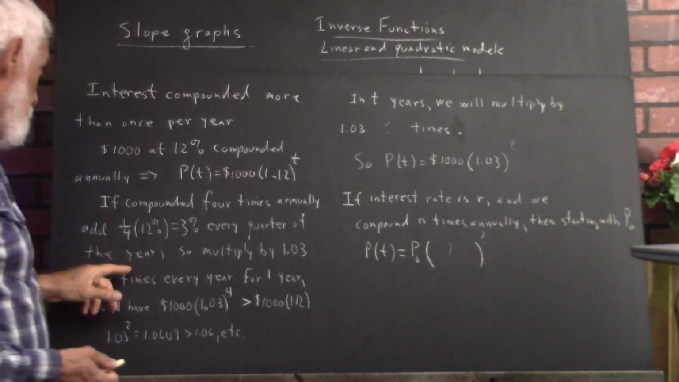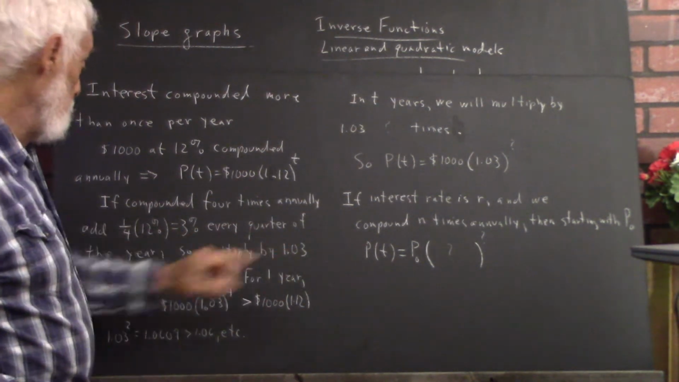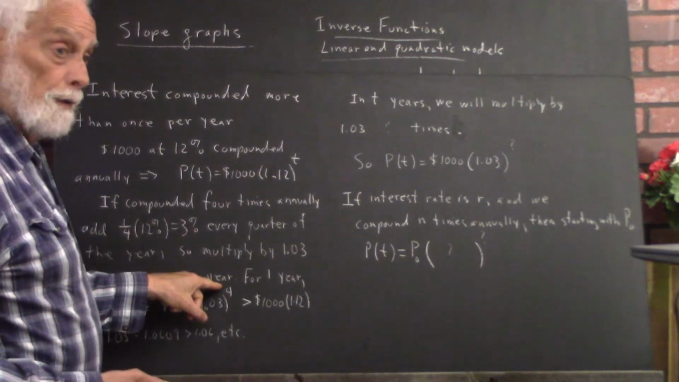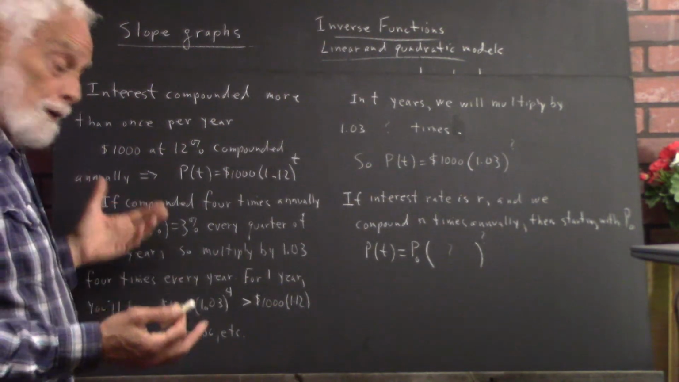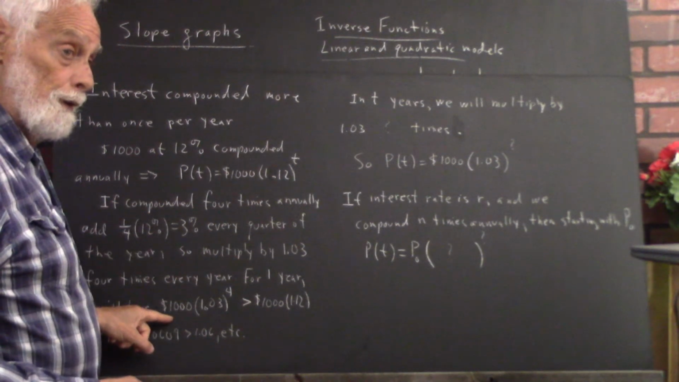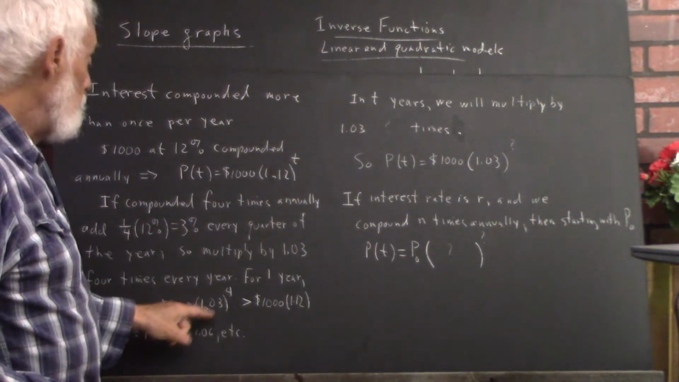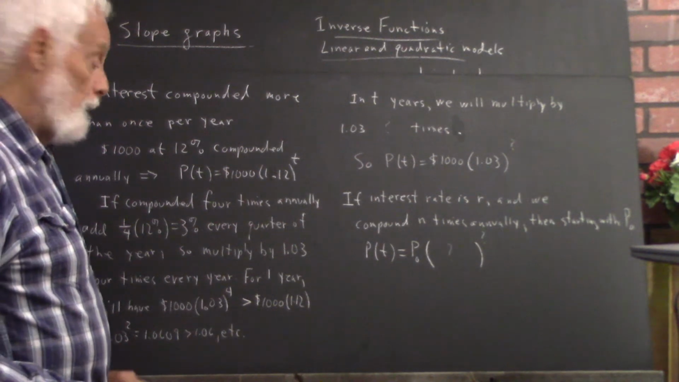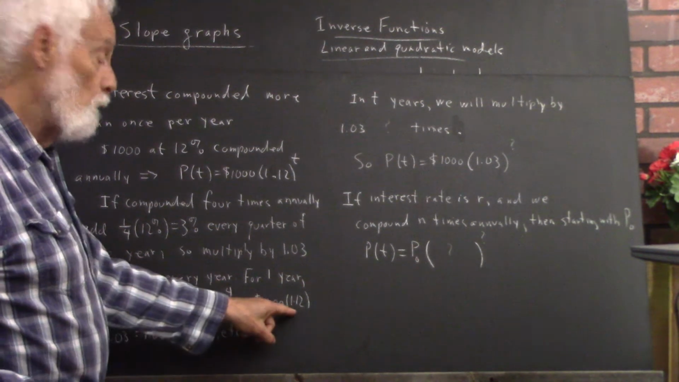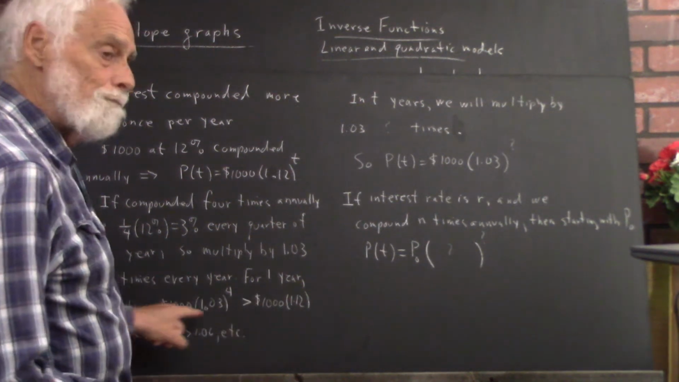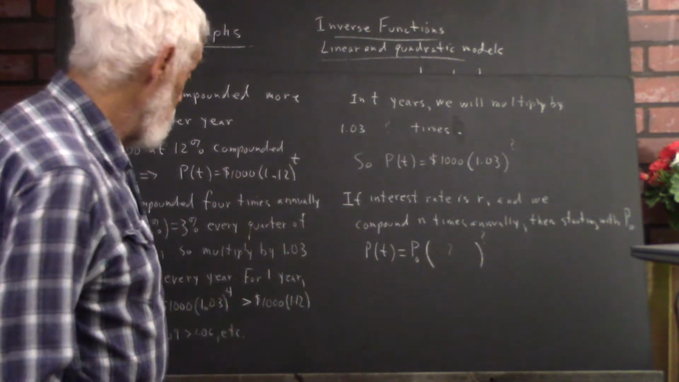Well, to do that, we're going to multiply by 1.03, which is what we do if we want to add 3%. We do that 4 times every year. Okay, for 1 year, how much are you going to have? You're going to have your initial $1,000, and you're going to multiply by 1.03 4 times, which will give you 1.03 to the 4th power. Now that's an advantage, because 1.03 to the 4th power is more than 1.12, so your $1,000 times 1.03 to the 4th is more than $1,000 times 1.12.